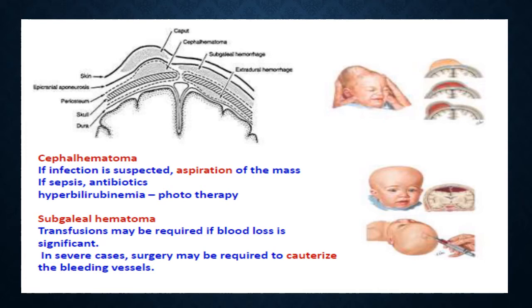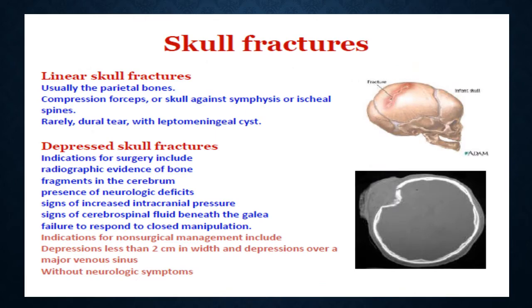We can use aspiration of the mass in cases of cephalhematoma. If there is sepsis, we use antibiotics; if hyperbilirubinemia, we can use phototherapy. Sometimes it's just conservative management, and I think most of the cases will be managed expectantly. But in cases of subgaleal hematoma, transfusion of blood may be required if the blood loss is significant, and in severe cases, surgery may be required to cauterize the bleeding vessels to stop the bleeding. It's a life-threatening condition. What about the skull fractures?